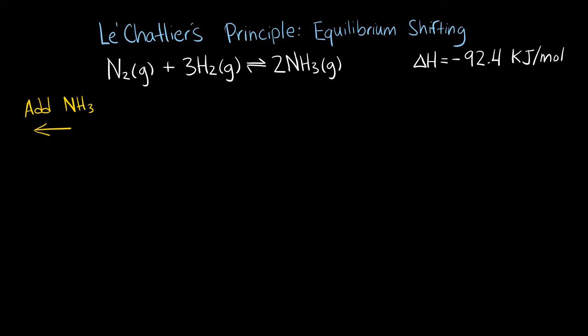from the addition. So adding NH3 will cause the reaction to create less NH3 and actually create more N2 and more H2. But because you added NH3, then it will create less NH3. This is considered to be a left shift because you added something that was on the right of the equilibrium arrows, which would be here.